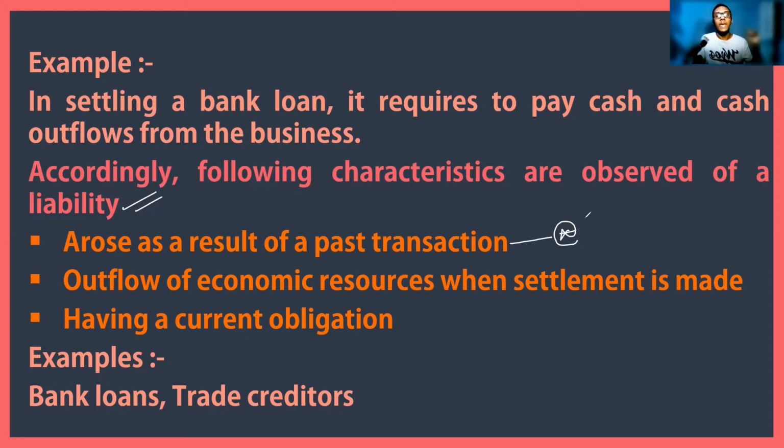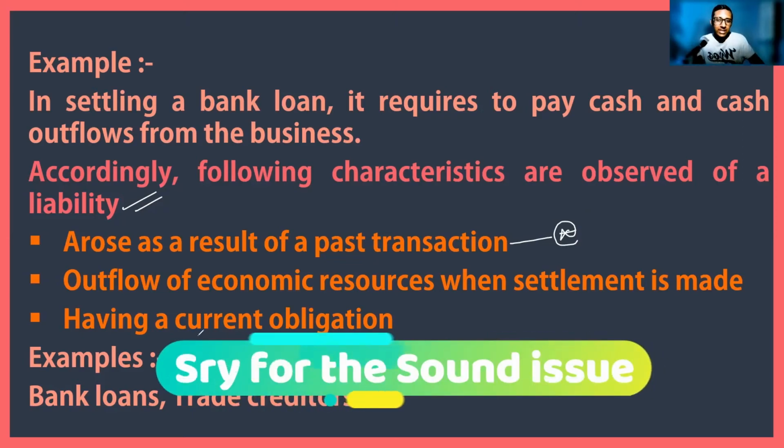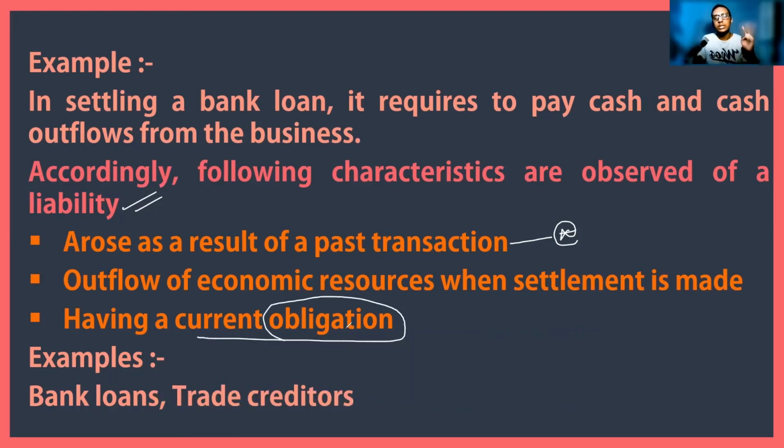Third, having a current obligation. Having a current obligation means we are bound to repay, we should repay it. So examples would be bank loans and trade creditors once again. So let's see what we have next.